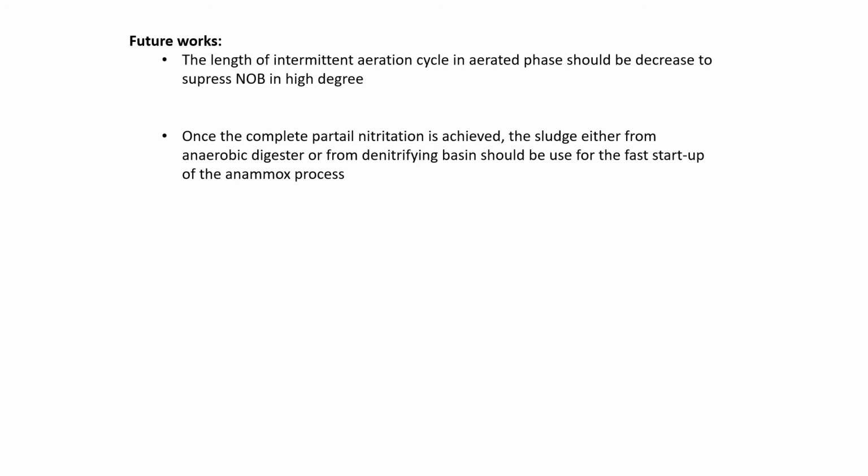However, based upon the literature, a decrement in aerated length in the intermittent aeration cycle can achieve more suppression of NOB for partial nitration. After achievement of complete partial nitration, sludge from either an anaerobic digester or from a denitrifying basin should be used for the fast startup of the anammox process.